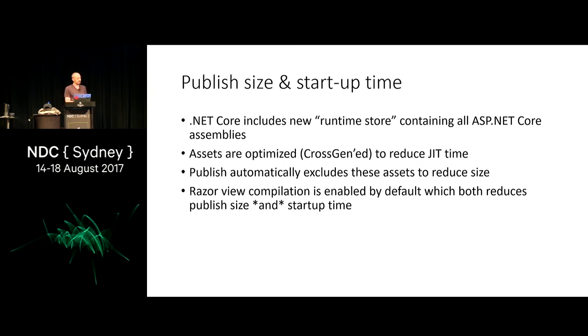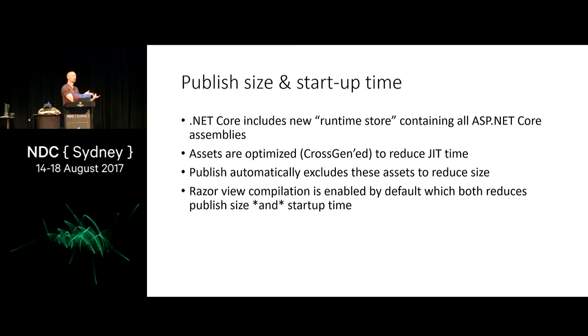Publish size and startup time. So the .NET Core assemblies and the ASP.NET Core assemblies are now all included in a very special secret folder hidden away as part of your .NET Core installation, which I'll talk about and show in a minute, called the runtime store. And it sounds an awful lot in characteristics like the GAC. But it's not the GAC. It's much better than the GAC. I call it the NuGAC, N-U-G-A-C. But they don't like me calling it that because the GAC has a lot of negative connotations. But it is better than the GAC.